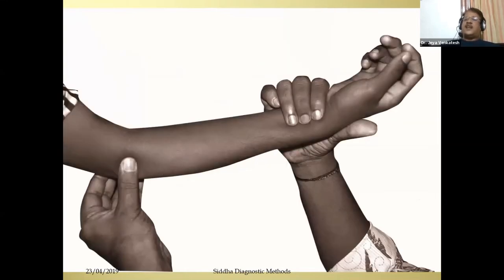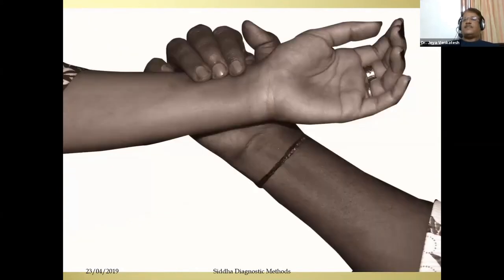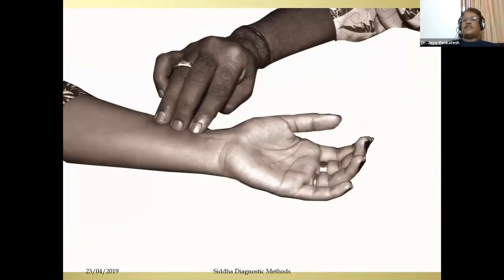In this method, the pulse can be felt by a different approach. This is the pulse reading for a female patient. The left arm is used to read the pulse. For a female patient, we are reading the left arm of the patient. In a male patient, we are reading the pulse by the right arm of the patient.